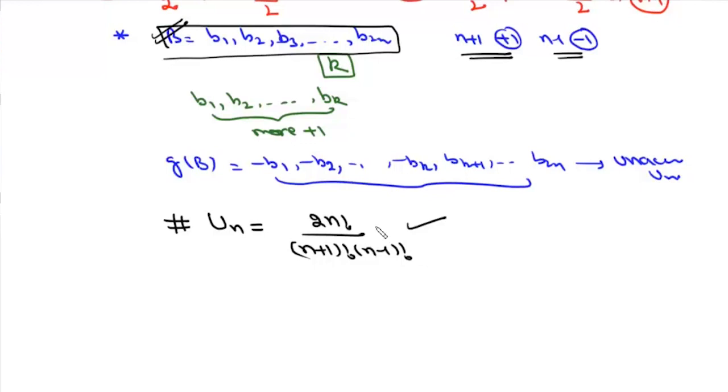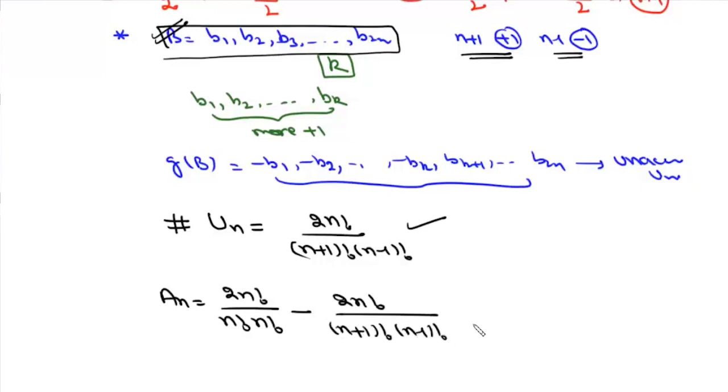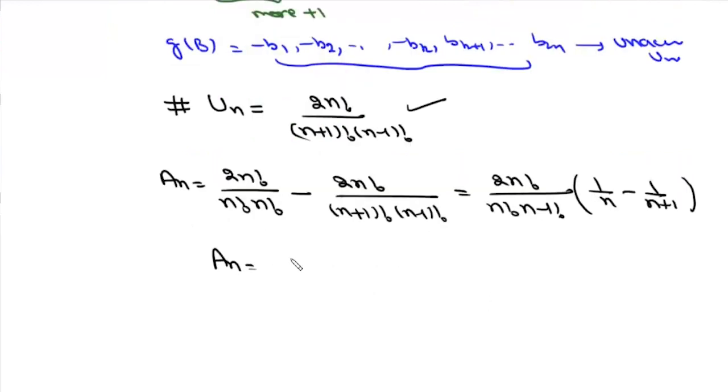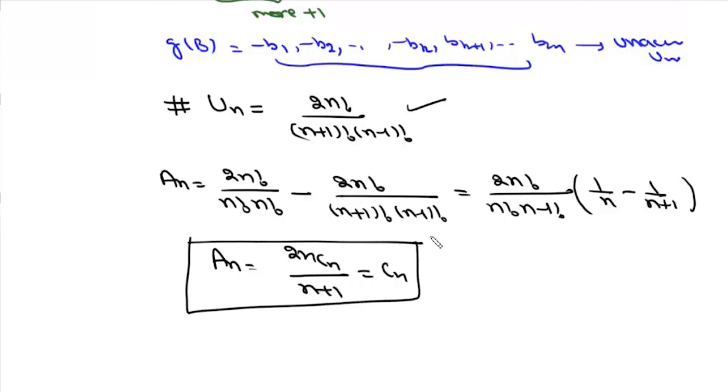So now we have total sequence and we have un. Then from there we can write an as factorial 2n upon factorial n minus factorial 2n upon factorial n plus 1 factorial n minus 1. Now here we'll take factorial 2n upon factorial n minus 1 common. So we'll have 1 upon n minus 1 upon n plus 1. Now we simplify this, we'll get this an as 2n cn upon n plus 1, which is nothing but nth Catalan number. So total number of acceptable sequence, it is given by Cn.